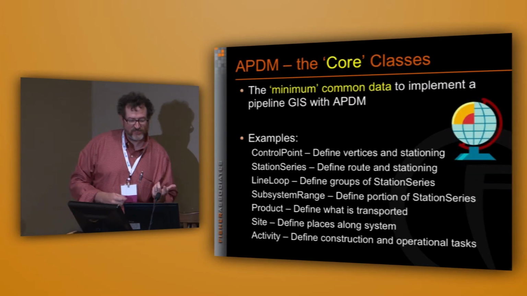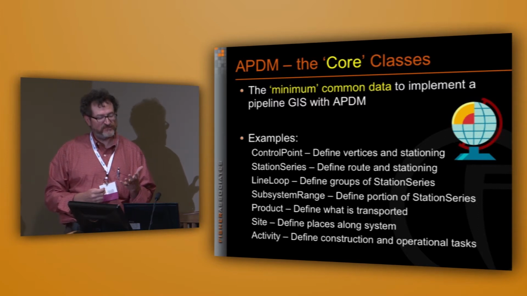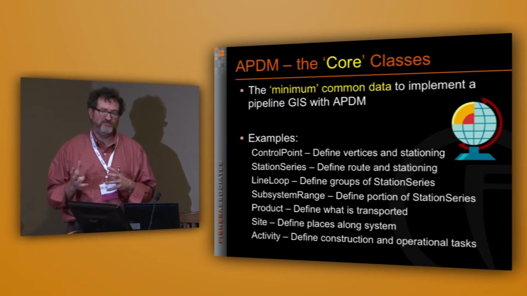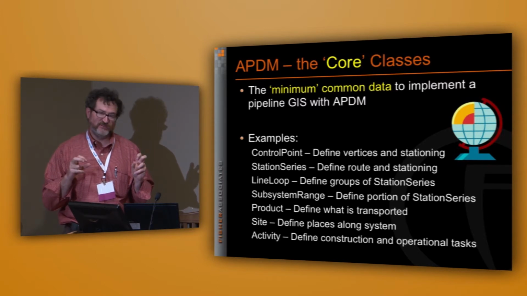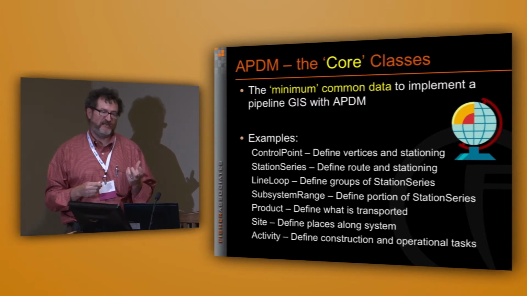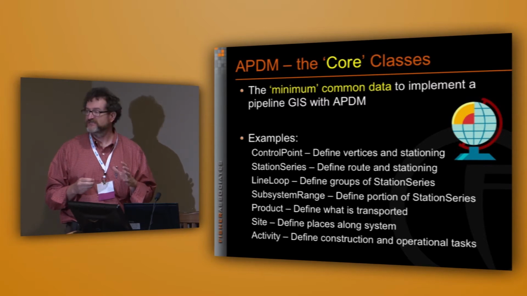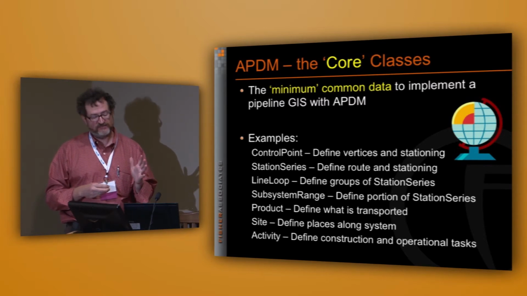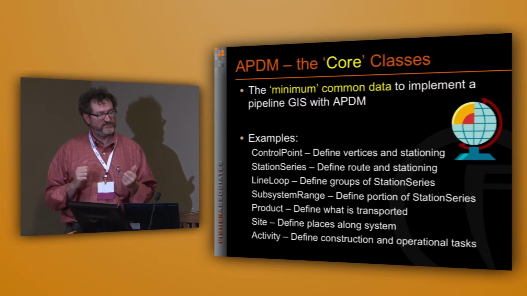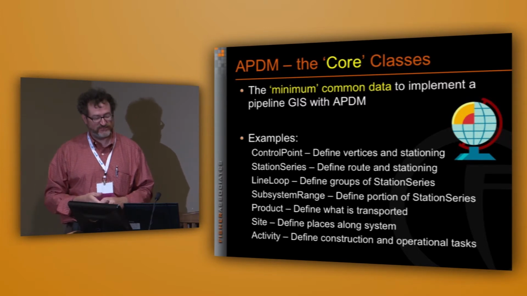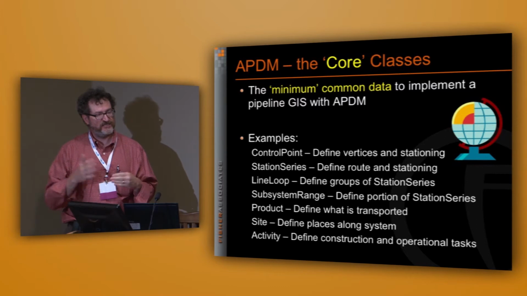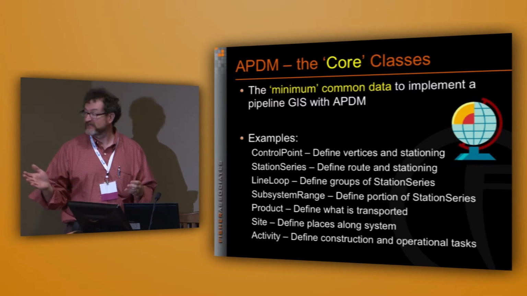So I mentioned these core classes. Core classes are the minimum common data that you need inside your geodatabase to make it an APDM. These essentially define how data is stored and referenced on the system. All the data inside the APDM that's on the pipeline, that's on the centerline anyways, is stored essentially with linear referencing. It's using the stationing language that pipeline engineers are accustomed to using. And the core classes implement how that centerline is defined and how stationing is defined, or linear referencing is defined on that centerline.